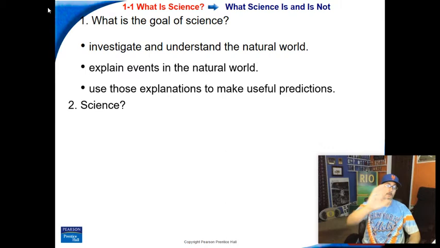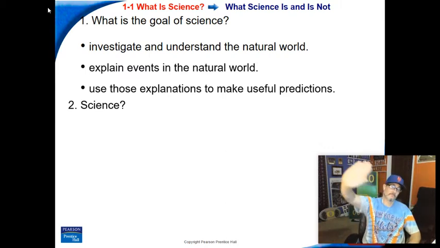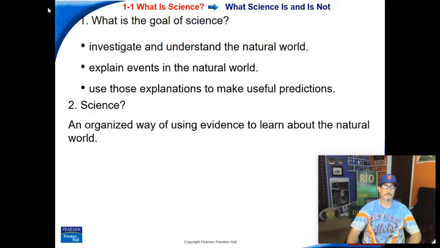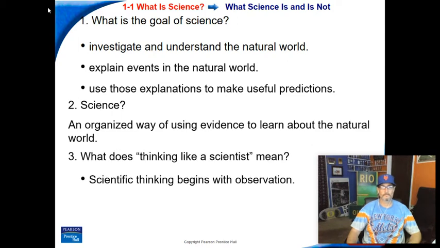So what is the goal of science? That goes on the left. Those 3 bullet points go on the right. Next question, you don't need to skip a line. Number 2, make sure to number them. Science, or what is the definition of science? You don't need to write that, you just need to use science as a prompt. The definition of science is an organized way of using evidence to learn about the natural world.